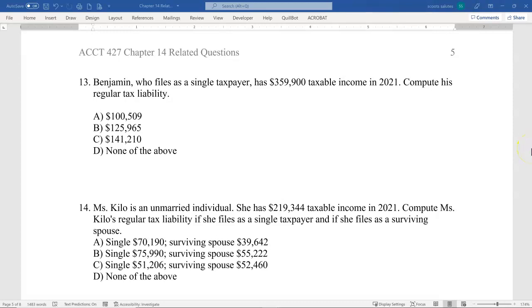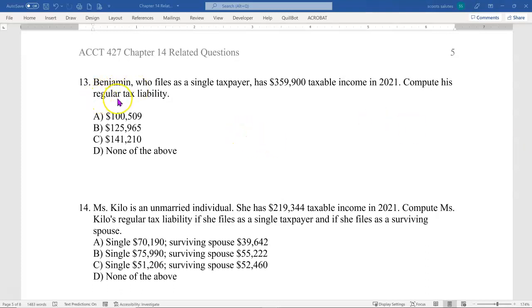Okay, we're working chapter 14 related questions, and now we come to number 13. Number 13 says Benjamin, who files as a single taxpayer, has $359,900 of taxable income in 2021. Compute his regular tax liability.